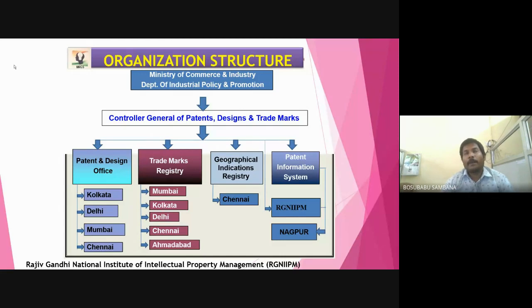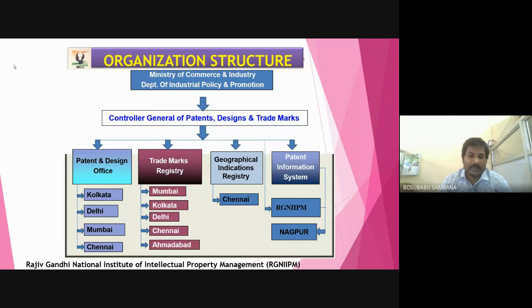Initially, in the early days, patent numbers were given as DEL, CHE, MU and KOL slash year slash number. This was the patent number in the initial days. Later, from 2020 August 15 onwards, the government gives a unique number: first the year 2021, then 410, then the office number, then the patent number. This is the newly designed patent number, and it is completely mapped with international standards.